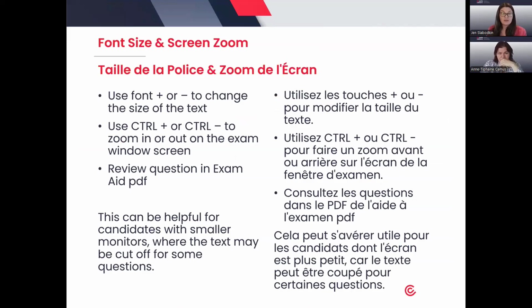Font size and screen zoom are important because candidates with smaller monitors might find that some text is cut off on the exam platform. You have the ability to increase or decrease the font size by clicking on font plus or font minus to change the size of the text. You can also zoom in or out on the exam window screen using Control plus or Control minus on a PC, and I think on a Mac it would be Command plus or Command minus. And then finally, you can also review the question in the exam aid PDF. So there are 3 different options available in case your monitor size makes it so that some of the question content might be cut off: increase or decrease the font size, zoom in or out, or as a last resort, use the exam aid PDF to view the full question.